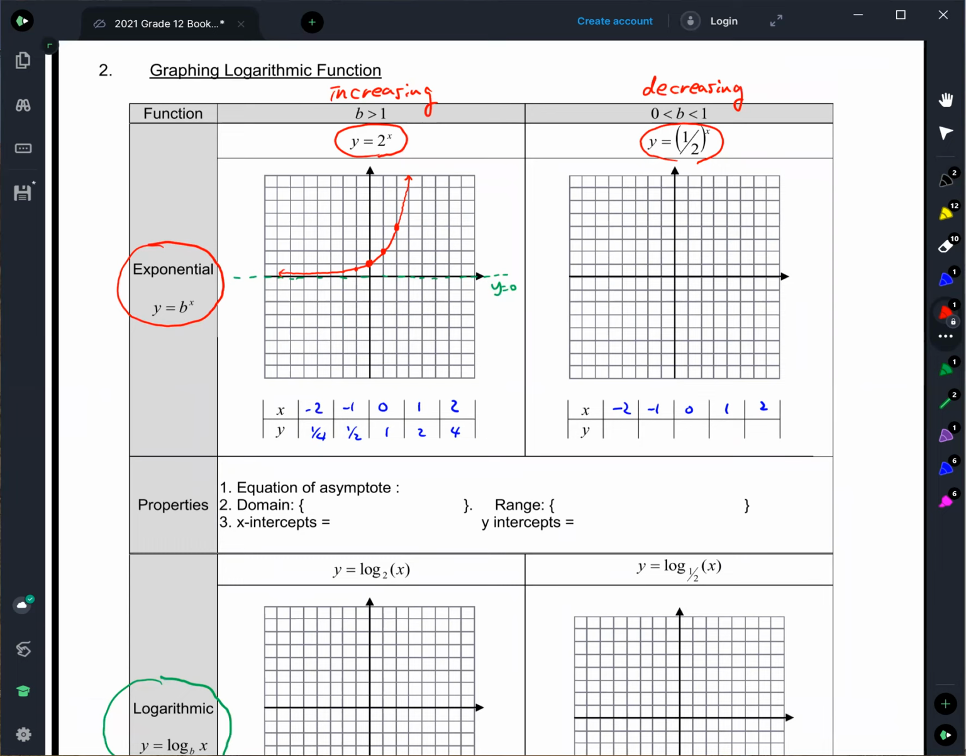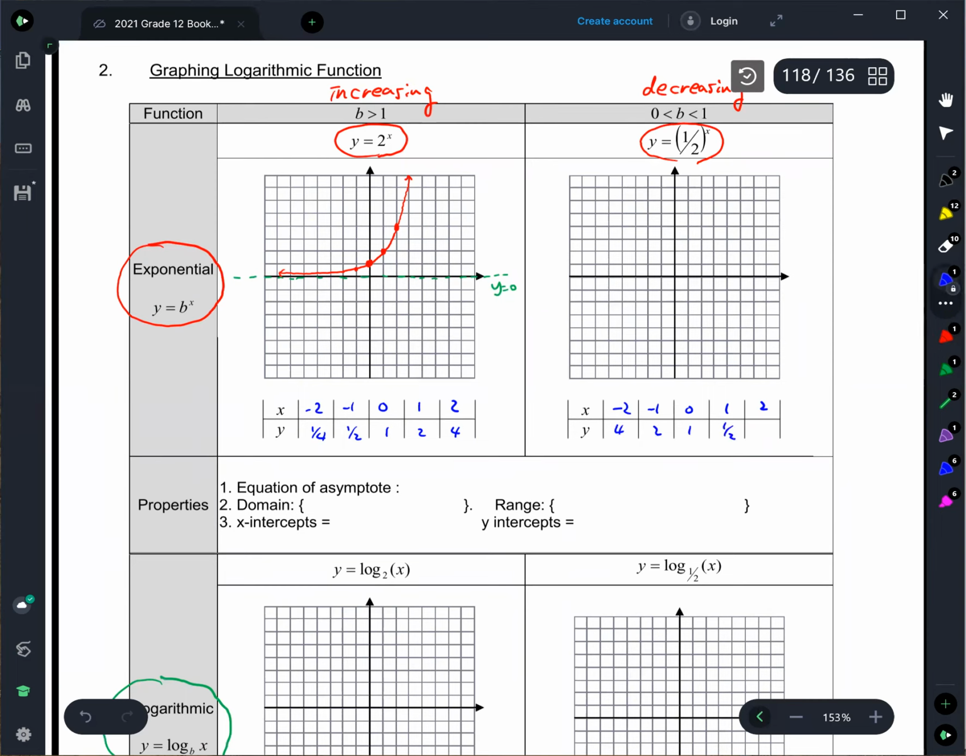And if the base is a half, it will be decreasing, so it's reflected over the y-axis. It will be going down instead. So start with 4, 2, 1, 1/2, 1/4. Same asymptote line. They never touch the x-axis.